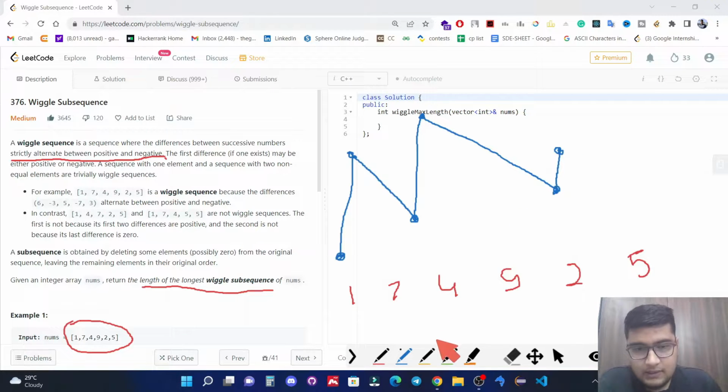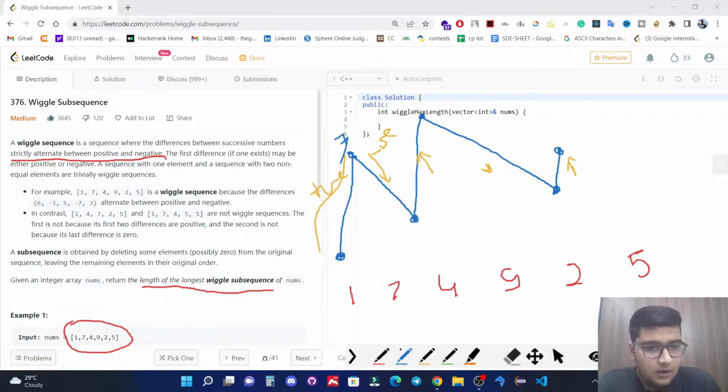What we can see is this is increasing, or we can say positive. Then this is decreasing, so it's negative. Then again positive, then negative, then positive. Why are we saying positive and negative? Because this is 7 and this is 1, so 7 minus 1 is 6, which is positive, and in this case 4 minus 7 is negative.